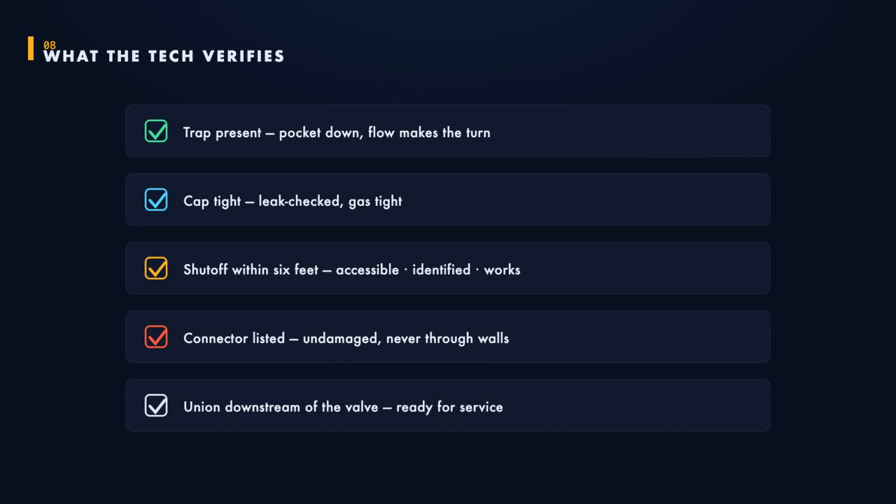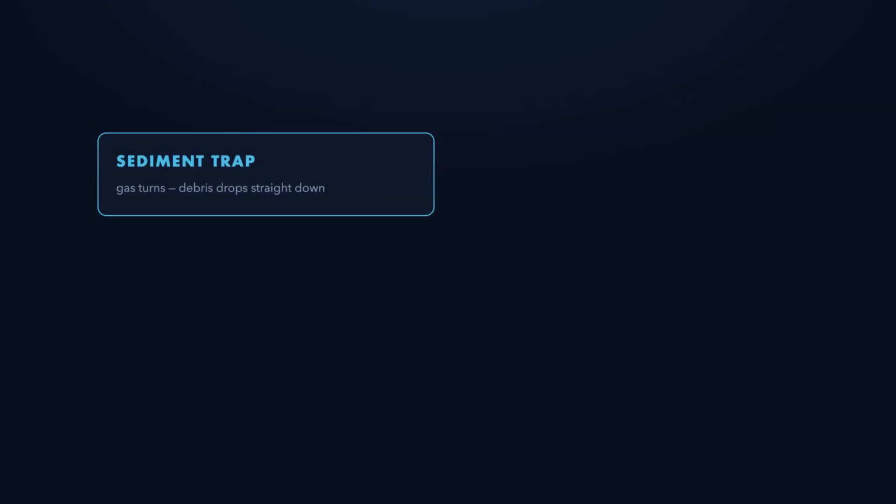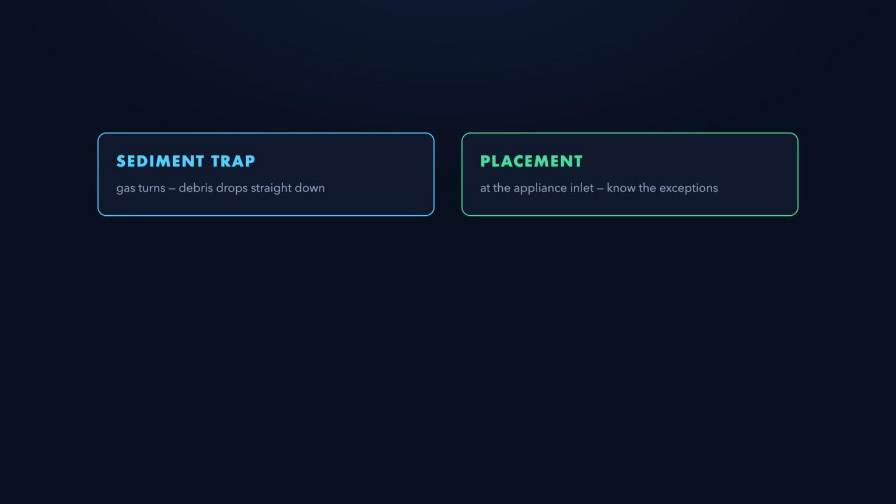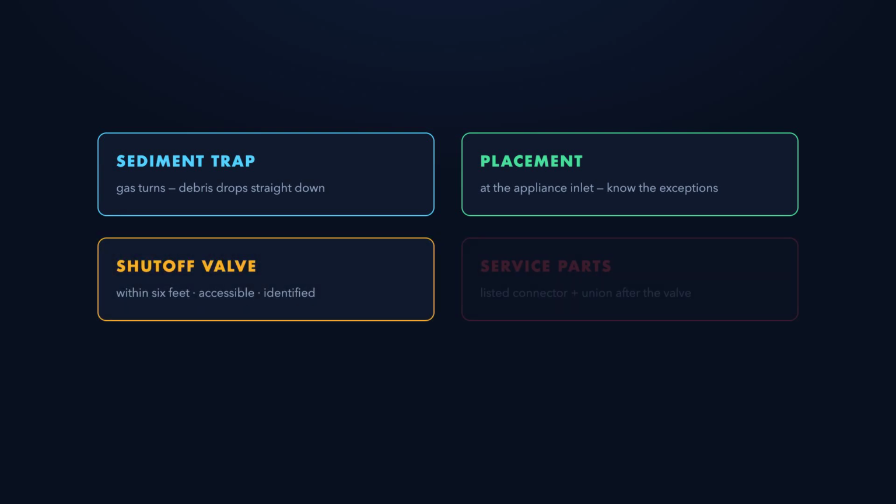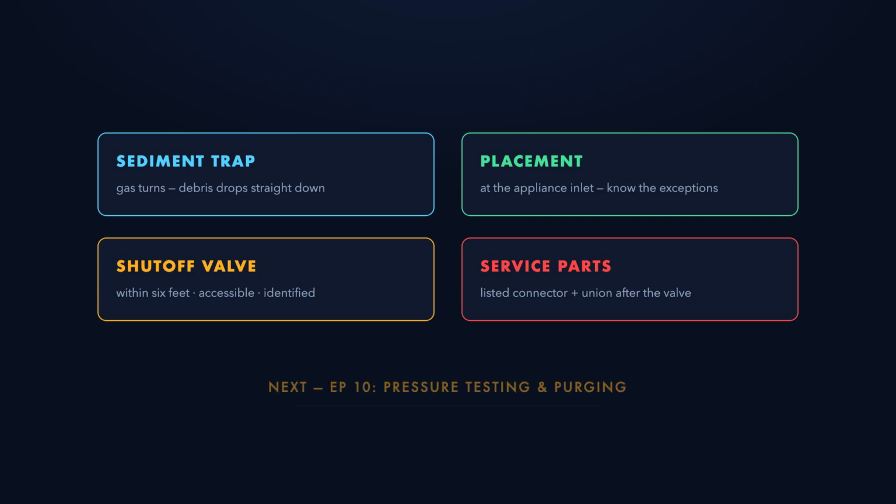Small parts checked fast, protecting everything downstream. The sediment trap makes gas turn a corner that debris cannot follow. Placement is at the appliance inlet, and the exception list is printed in the code. The shutoff valve lives within 6 feet, accessible and identified, and the listed connector plus a union keep every future service call simple. Next episode, pressure testing and purging, proving a system tight before the gas goes in.